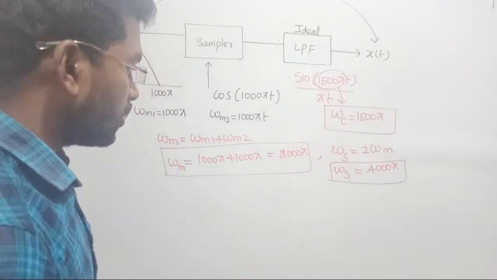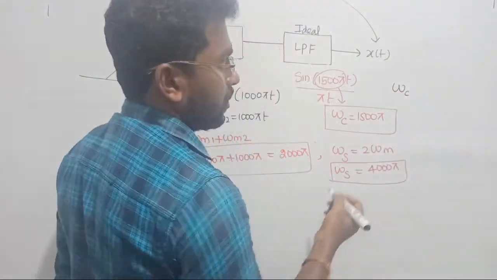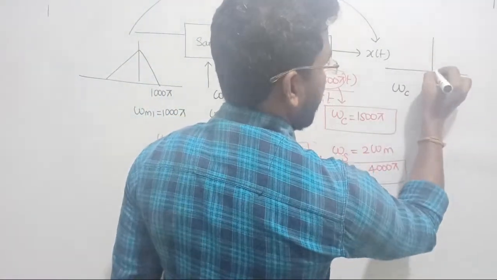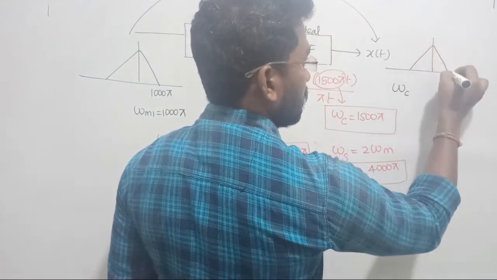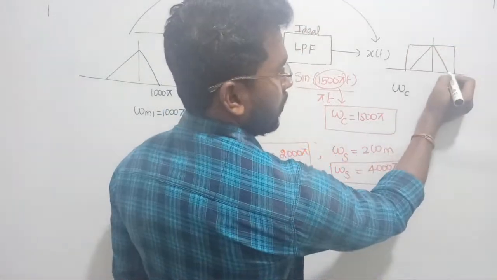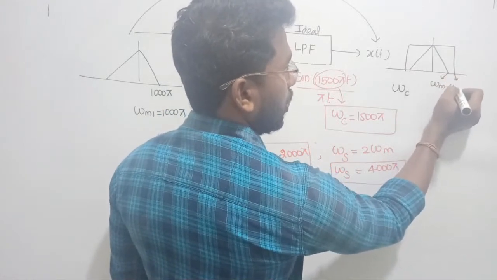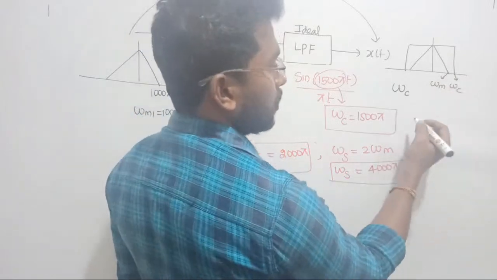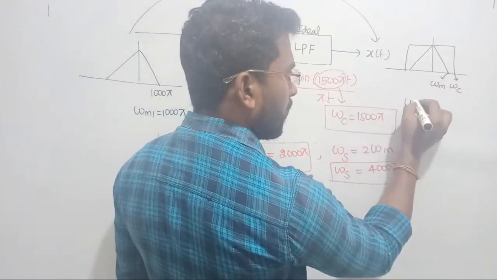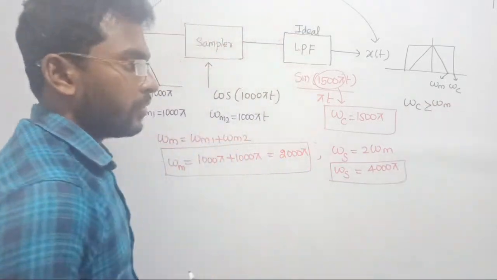We have seen one thing, right? Whenever while taking a signal, while doing the sampling, my filter, let us say it is like this. This is the maximum frequency, this is the cutoff frequency. Do you agree? The cutoff frequency of the filter, as a mandatory condition, has to be greater than omega m. At least it has to be equal to the maximum frequency.